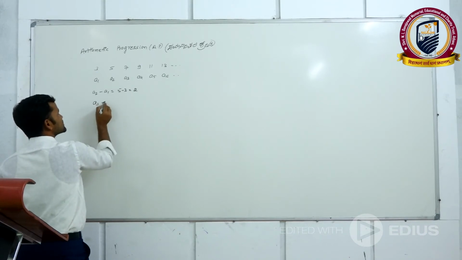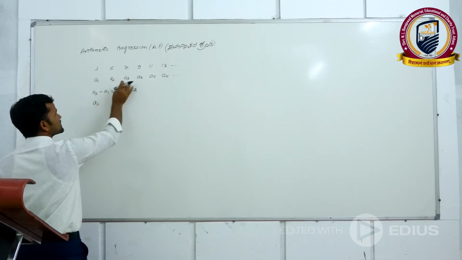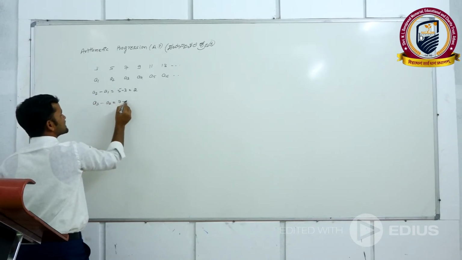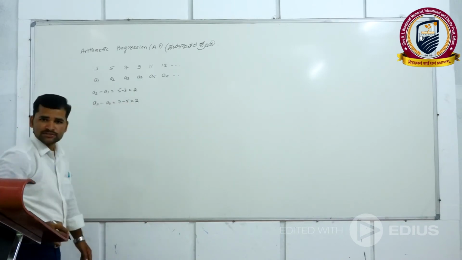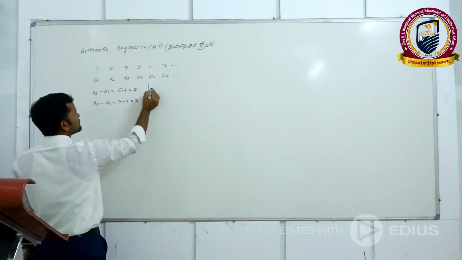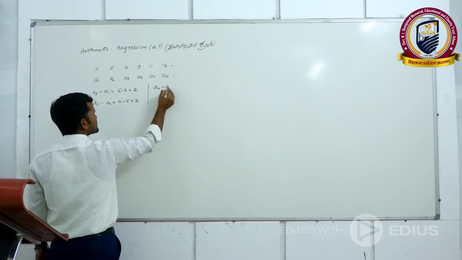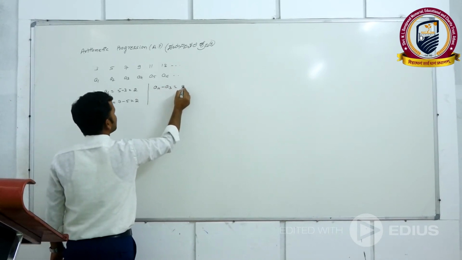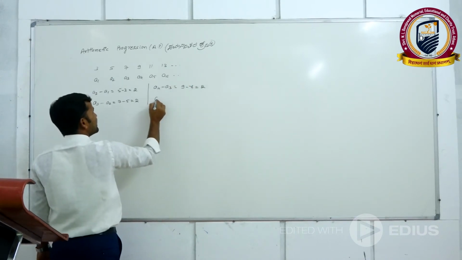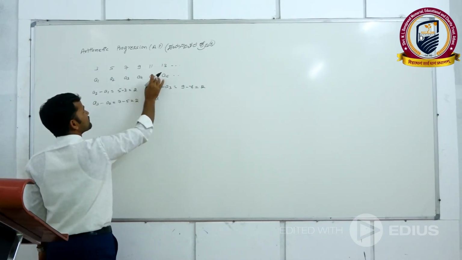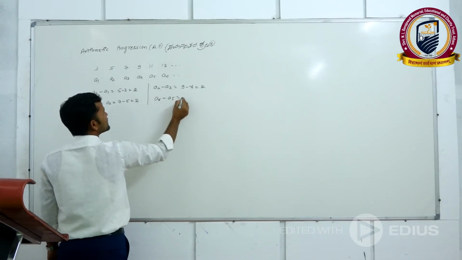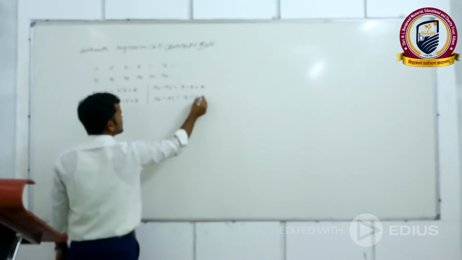How much is the difference between the next two terms, means the second term and the third term? A3 minus A2 is equal to 7 minus 5, answer is 2. And you take the difference between the fourth term and the third term. A4 minus A3 is how much? This is 9 minus 7 is equal to 2. You take the difference between the fifth and sixth term. A6 minus A5 is 13 minus 11 is equal to 2.